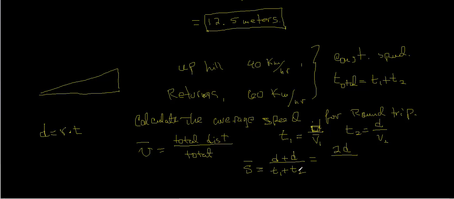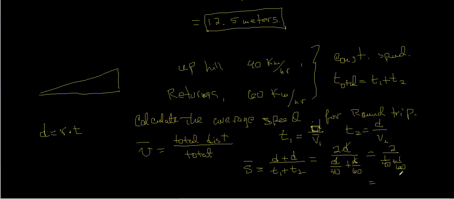So if I write that as t1 plus t2 here, then I can rewrite as 2d divided by, now t1 here would be d over the first speed, which was 40, d over 40, like so. And the next one would be d over 60, like so. And as you can see, the d's will cancel out, and you end up with 2 over 1 over 40 plus 1 over 60.